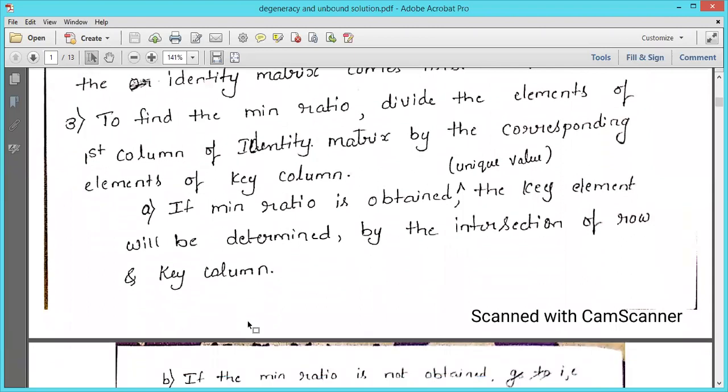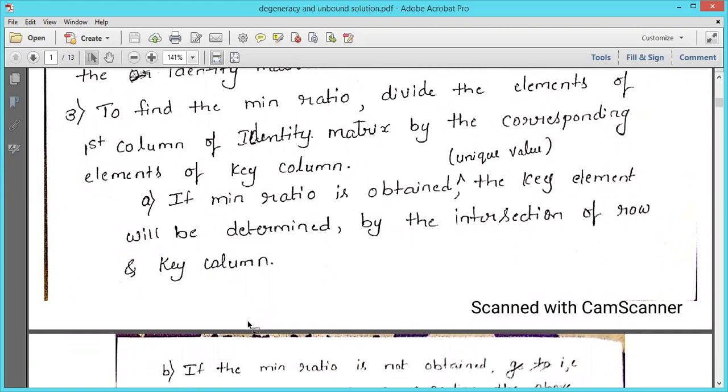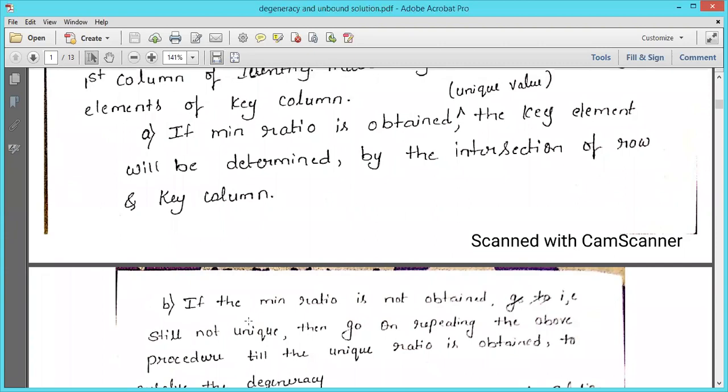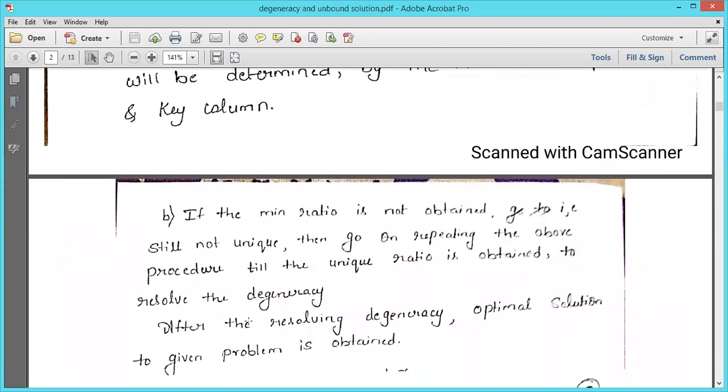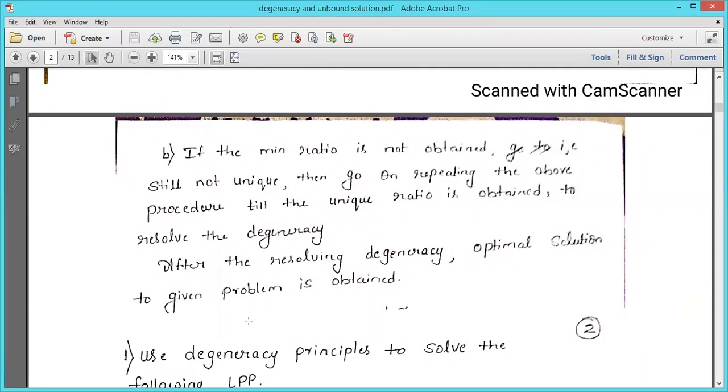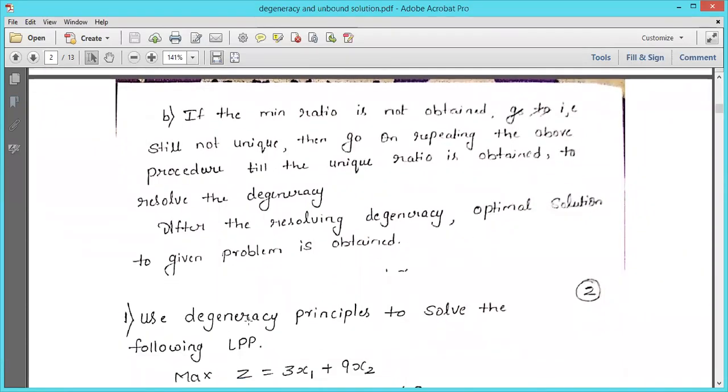After dividing, there can be two cases. The minimum ratio obtained can be a unique value. If a unique value is obtained, then we can determine the key element. Okay, if the minimum ratio obtained is not unique, then we repeat the above procedure until we get the unique ratio. Then after resolving the degeneracy, an optimal solution to the given problem is obtained.